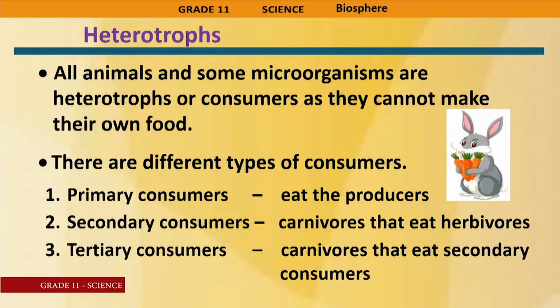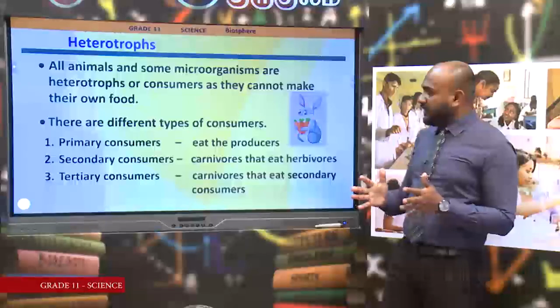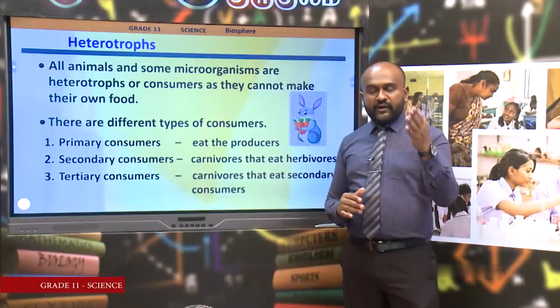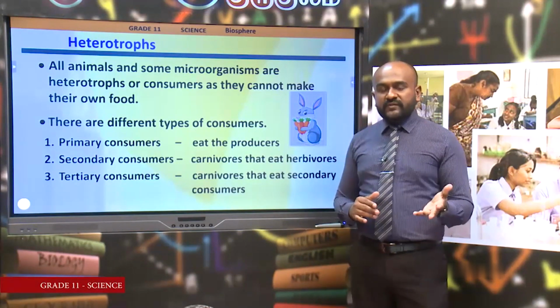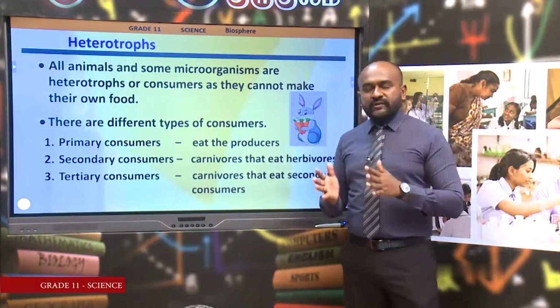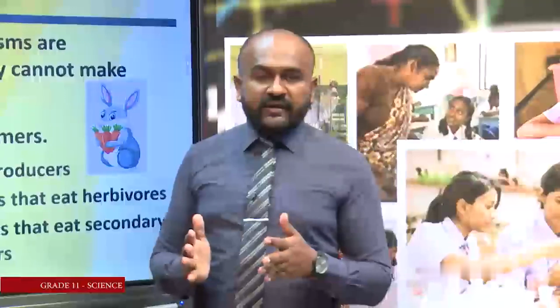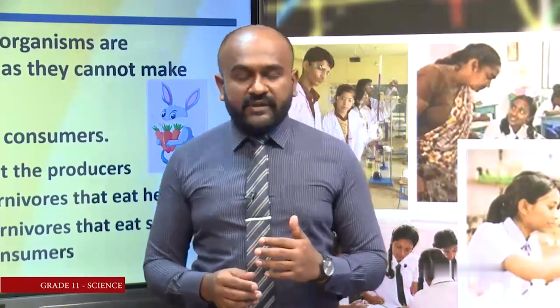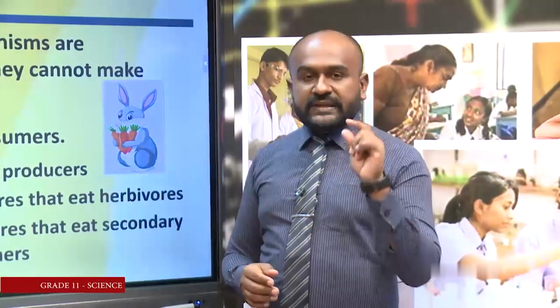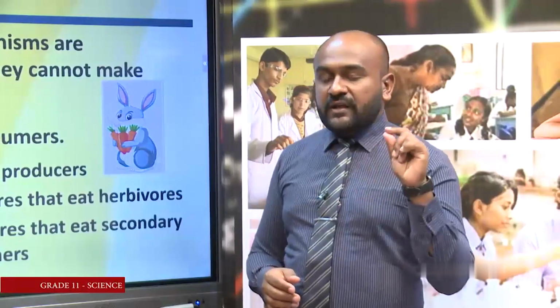Primary consumers, they eat the producers, and also secondary consumers, carnivores that eat the herbivores, and also tertiary consumers, carnivores that eat the secondary consumers. So, in a food chain we can identify all of these. We can see producers, primary consumers, secondary consumers or tertiary consumers. They can also be called first level consumers, second level consumers or third level consumers. In that way also we can call them. Now, let us go to the next type of organisms that we see in a food chain.